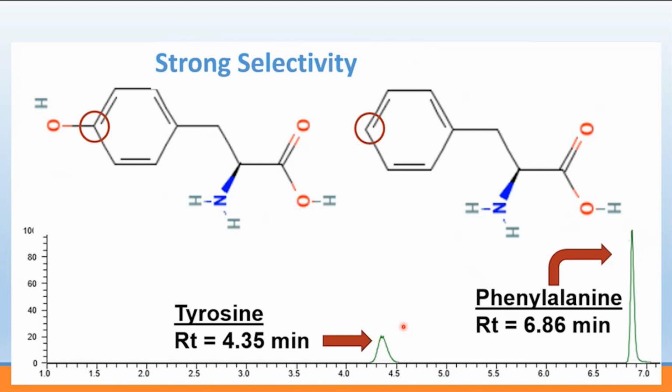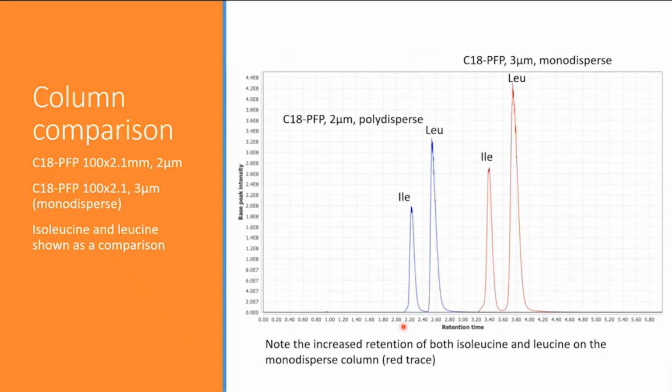And so then let's look at some differences between a column that we've been using for a long time versus a column that we're planning to move to, which is this monodisperse column. And so here's an example of the method we've been using for many years. It's the C18 PFP column, 2 micron, and it's polydisperse versus C18 PFP 3 micron and monodisperse, right?